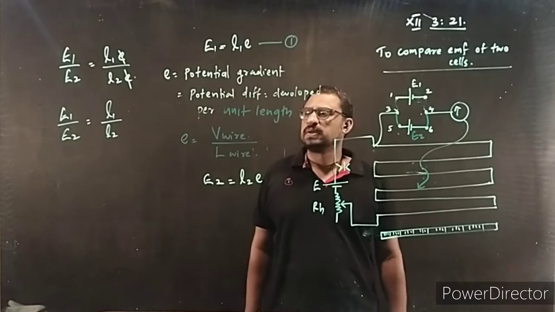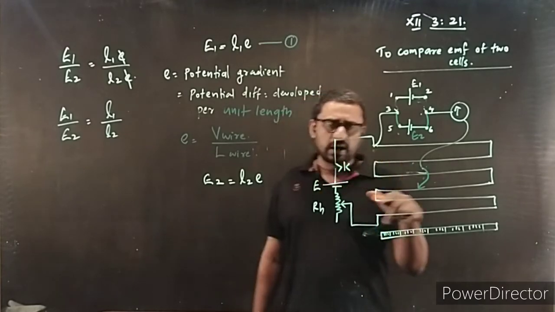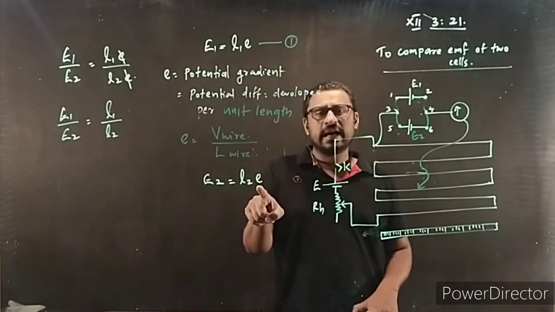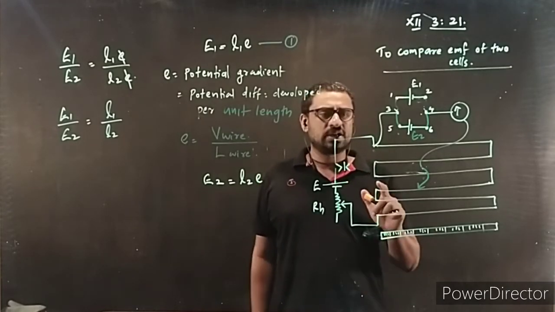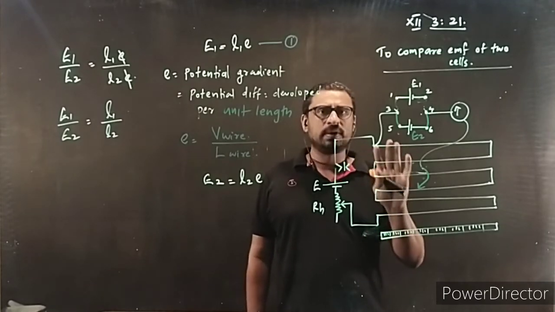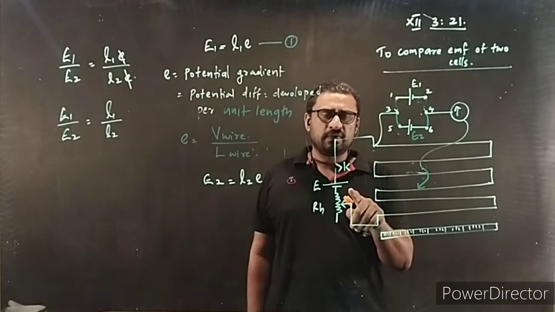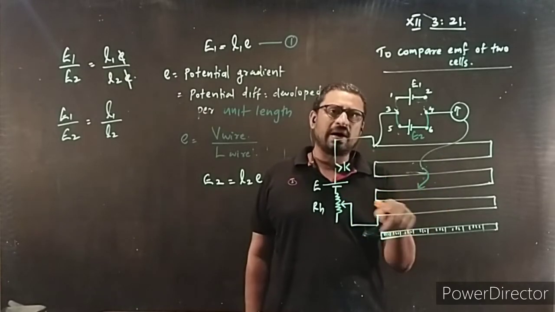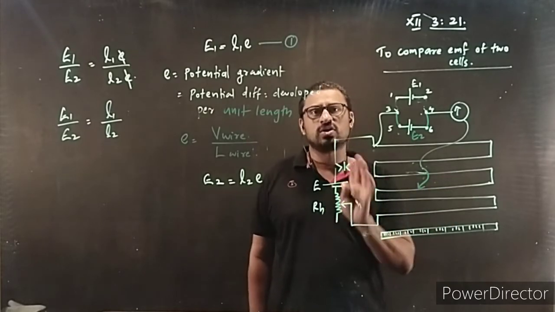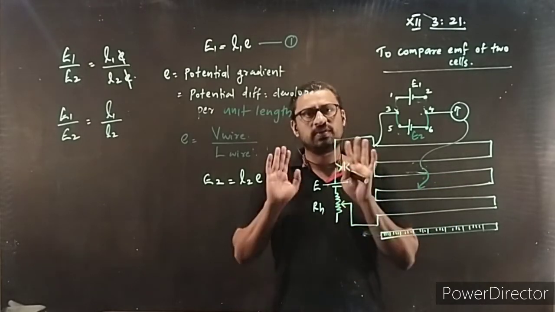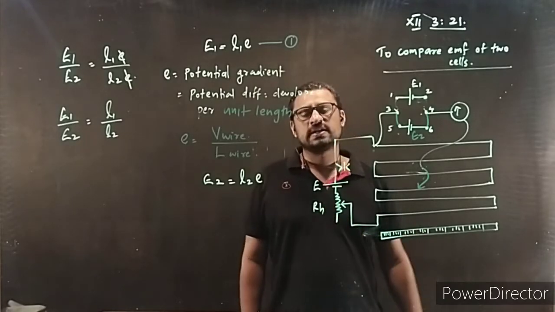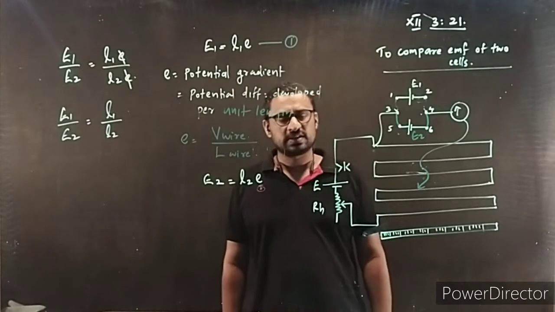See, during the experiment, we should not change E. Means what? Potential gradient. What is potential gradient? Potential gradient is the potential difference per unit length. That should be made constant. That is possible if the current through the wire is constant. For the current through the wire to be constant, this rheostat should not change. Once it is fixed, it should be fixed until the completion of the experiment. Okay, that's it.